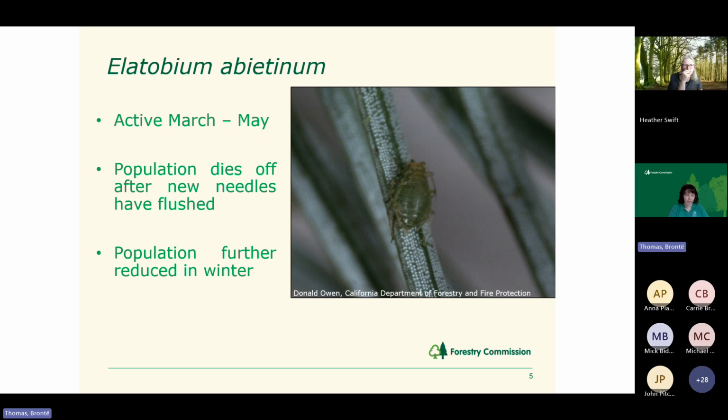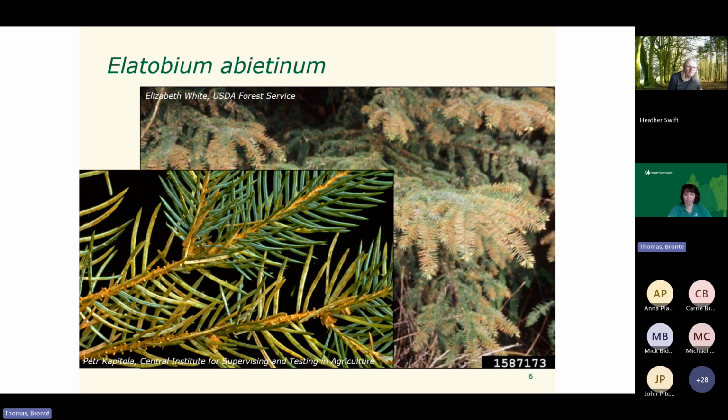So the culprit, obviously the title gave it away, is Elatobium abietinum, the green spruce aphid, which you can see on the screen here, perched on a needle. It's active from March to May, but it's present all year round. You get peak populations at the end of May, depending on the weather. But once the needles have flushed, the population drops off, dies off, and then you get a further reduction in winter. So if you wandered out now to have a look at your poorly spruce trees, you're unlikely to spot the aphid, but obviously you're going to see the signs of it having been there with all this defoliation.